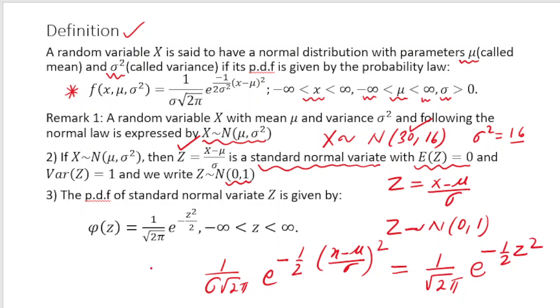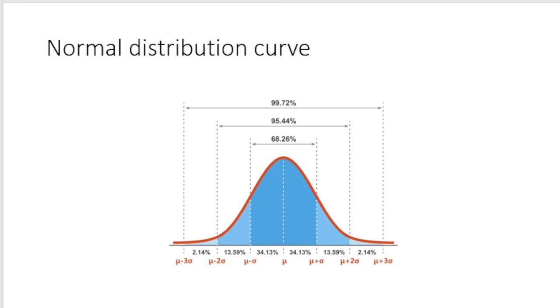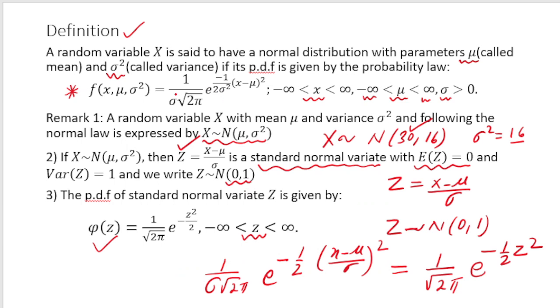So in case of a standard normal variate, we have this probability density function, and here this standard normal variate can take the value between minus infinity to infinity. Okay, so I hope up to this there is no doubt. Moving forward, the normal distribution curve looks like this. So basically, if you draw the graph of this function, I hope you all know the graph of this function.